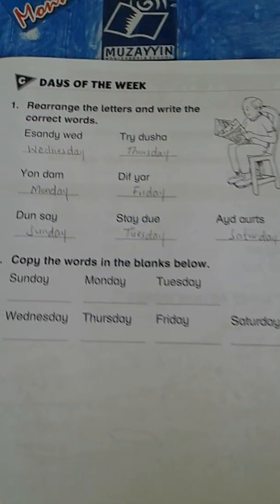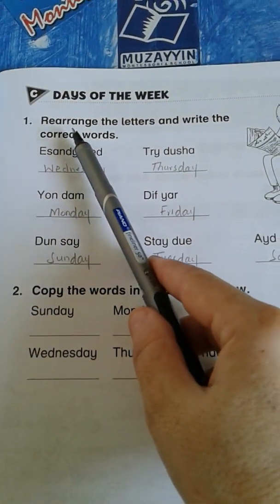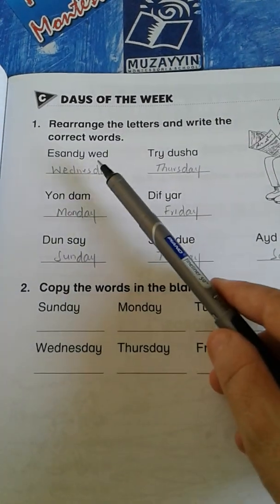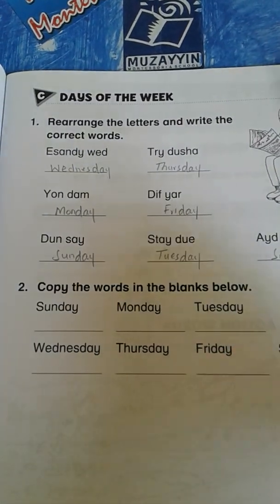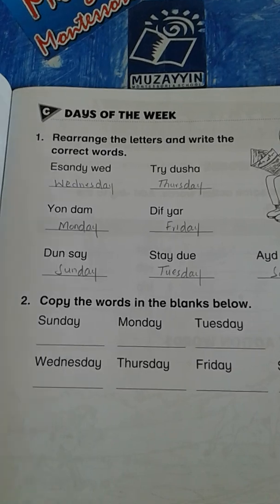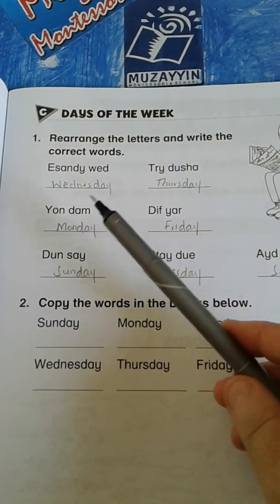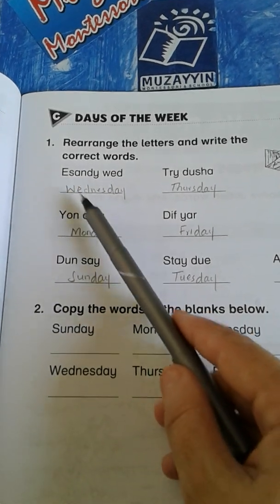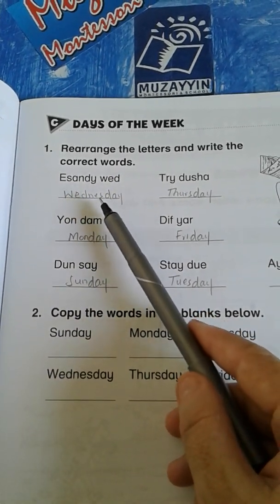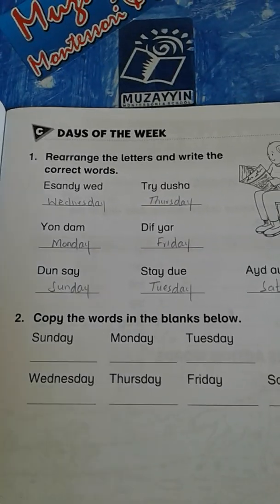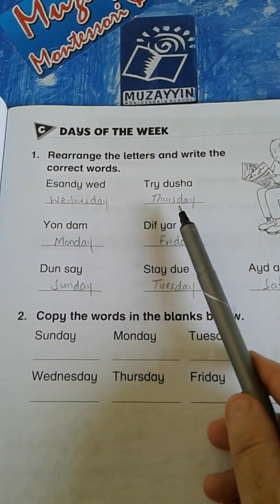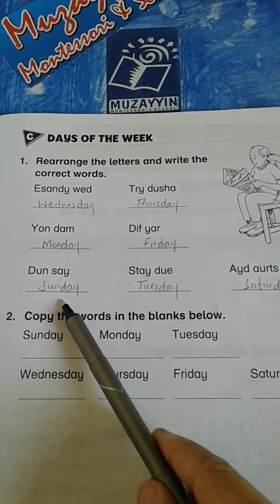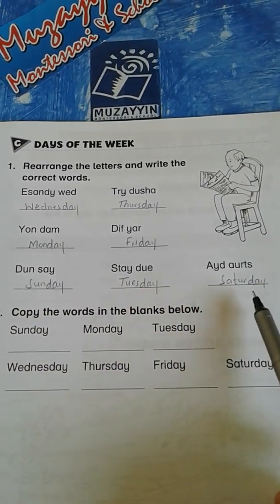On page number 19, days of the week, rearrange the letters and write the correct word. Similarly here, the letters of the days of the week are jumbled. What you have to do, you have to arrange them. First day is Wednesday, Thursday, then Monday, Friday, Sunday, Tuesday, and last one is Saturday.